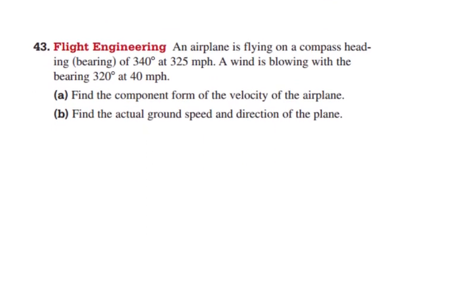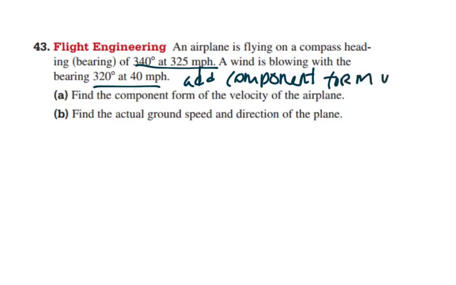Alright, on the last one, the airplane is flying at a compass heading, okay, of 340 degrees at 325 miles per hour, and a wind is blowing with a bearing of 320 degrees at 40 miles per hour. So basically what it's saying is that, as in our example for the notes, we need to add the two component form vectors. And then we'll see where the plane is heading. So remember that ground speed is magnitude.